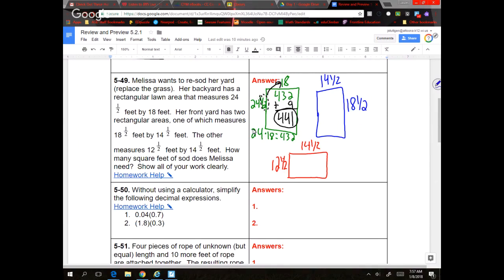Next one in blue. I did kind of the same thinking. I did 14 groups of 18 first. And I know 14 times 18 is 252. All right? Then I know I have to take the half here and do half of 18 and then do half of 14. So first of all, half of 18 again is 9, same as last time. Half of 14 is 7.